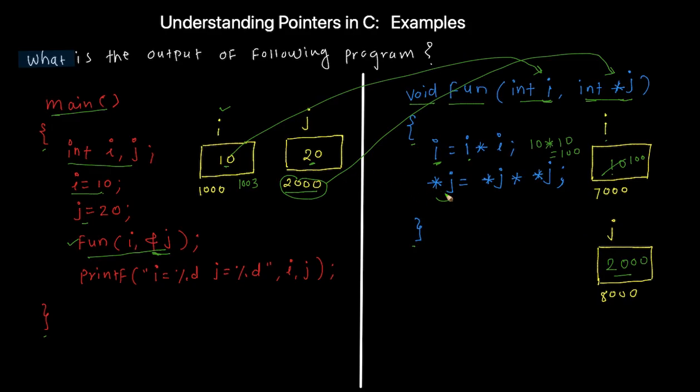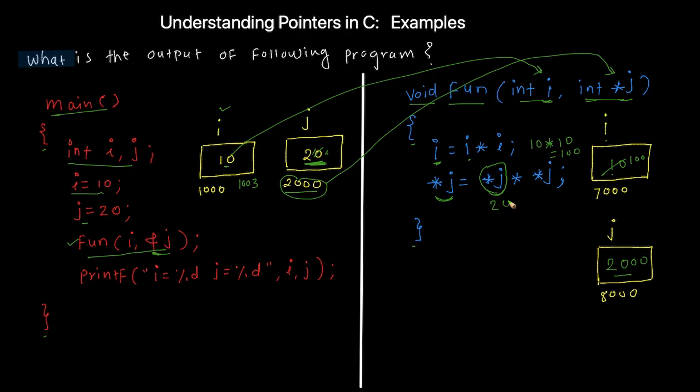So value at address in j, that is this value, is equal to value at address which is in j. So this will again give us value at address which is in j, right? So we are trying to assign some value to this location, right? That's what this means. This means value at address which is in j is equal to, this will give us value at address which is in j. So address in j is 2000, value at that address is 20.